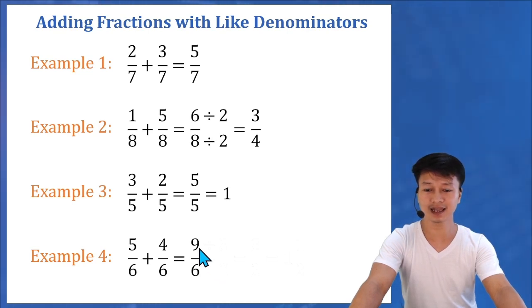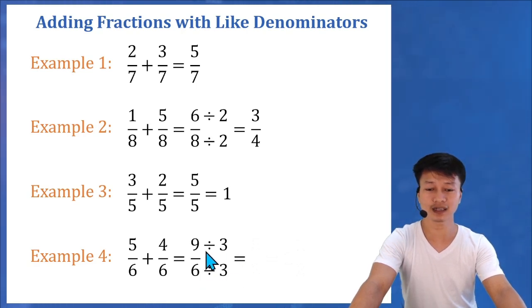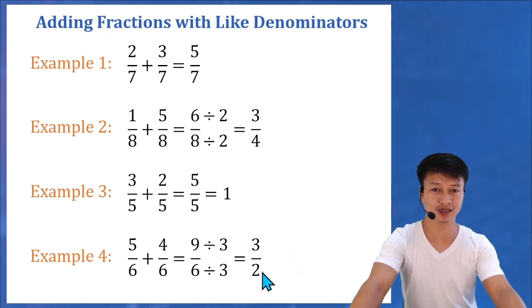And again, 9 and 6 have a common factor, which is 3. So we are going to divide each of them by 3 to simplify 9 over 6. And so 9 divided by 3 is 3, while 6 divided by 3 is 2. But our answer is an improper fraction because the numerator is bigger than the denominator. So what are we going to do to make it in simplest form? Convert 3 over 2 into a mixed number. Okay, so this is how we are going to do that.